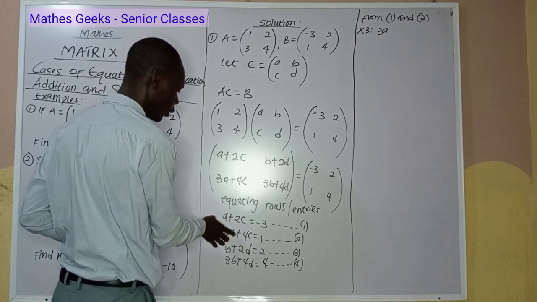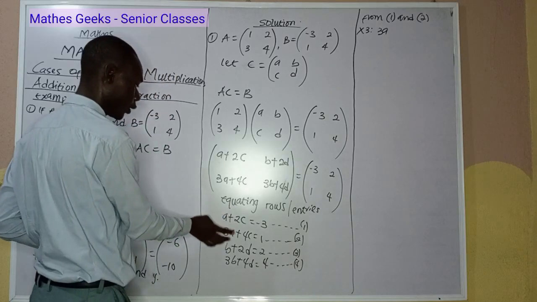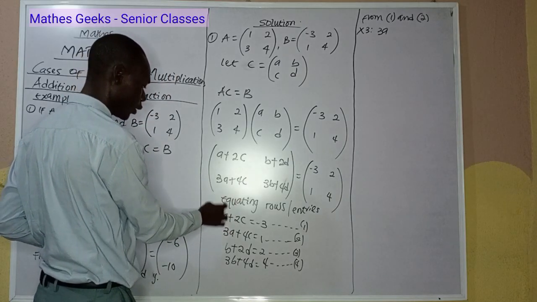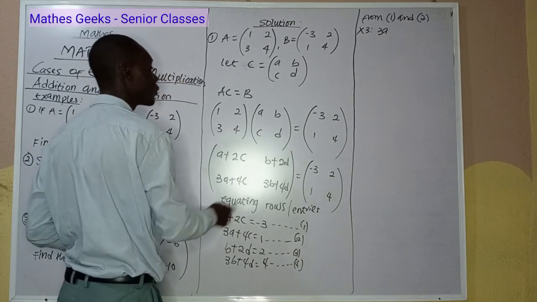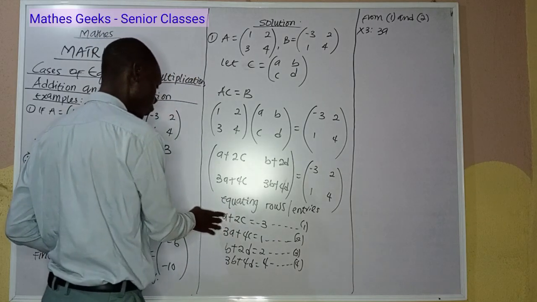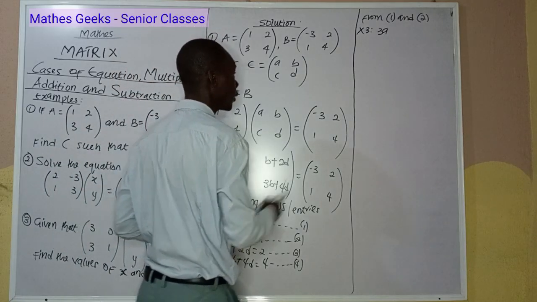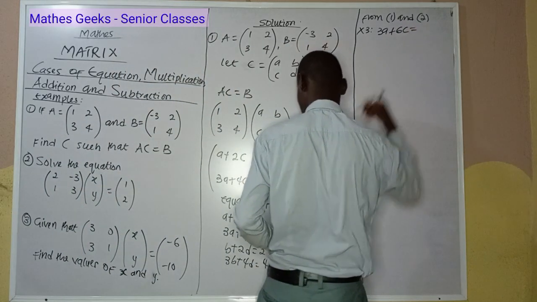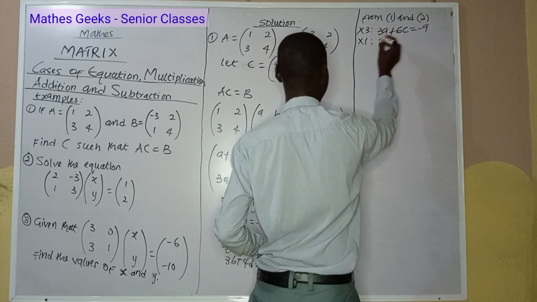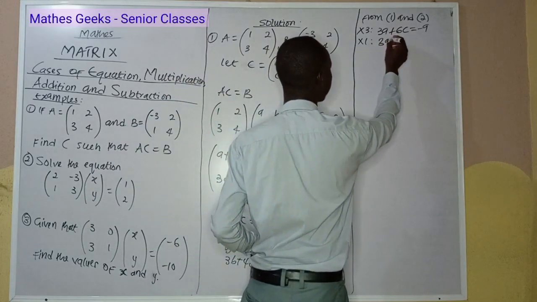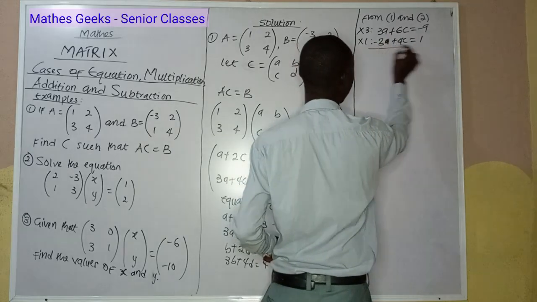Since I'm going to eliminate a, I'm going to ensure that the two sides have 3a, this side is 3a and this side is 3a. Then I'll subtract, thereby eliminating a out of the equation. Then I'll have just the constant c to solve for. So I'm going to multiply equation 1 by 3, so 3a plus 6c equals minus 9, and 3a plus 4c equals 1. Let's subtract.